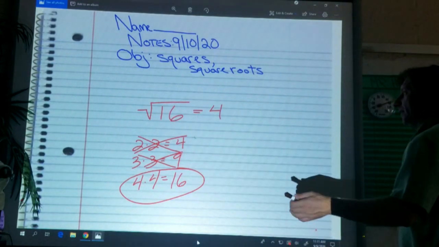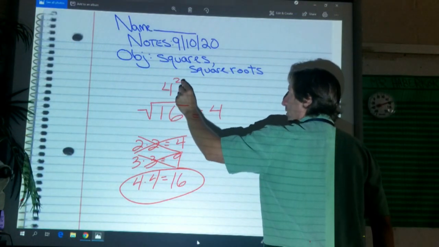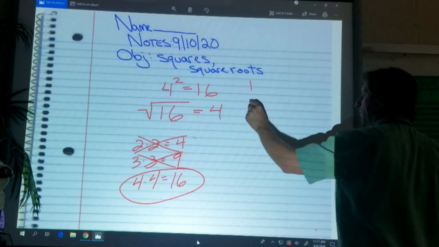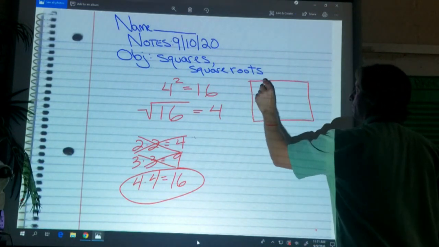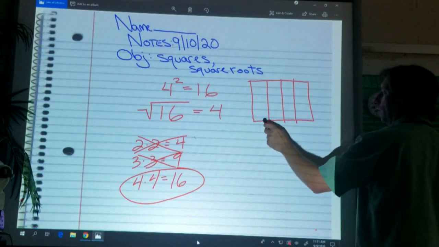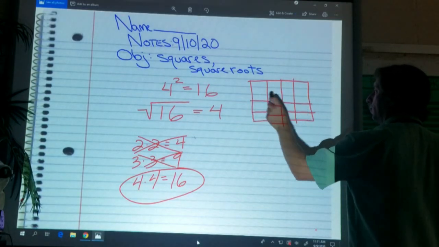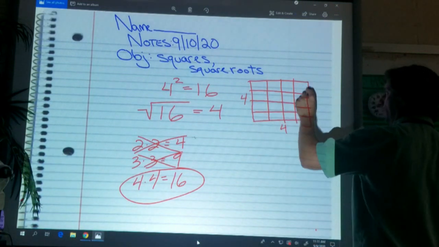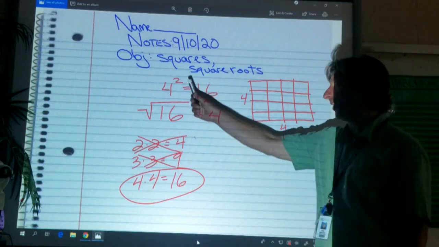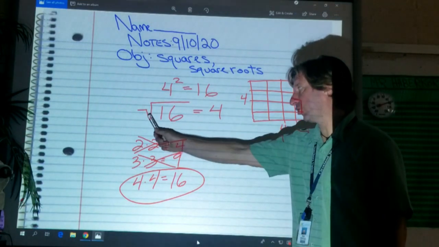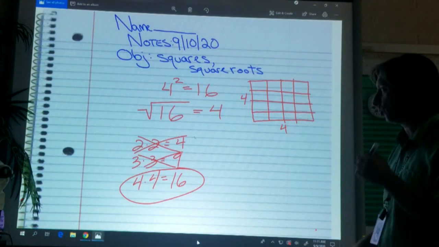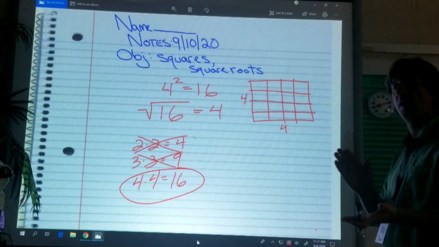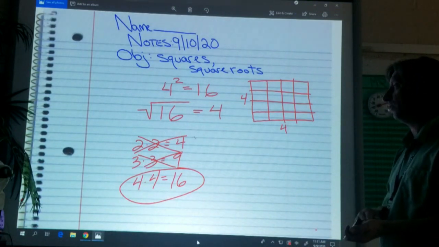What's another way to write this? 4 squared equals 16. And the last way to write it is to draw the picture. 4 squares long, 4 squares high, right? And this is a square. The whole thing's a square, right? So remember, that's why they call this squared. And that's why they call this square root, because we're actually talking about a picture of a square. That's what it means. All right? Any questions on these? Well, you can't answer questions until tomorrow. But hopefully you guys understand what that means, all right?